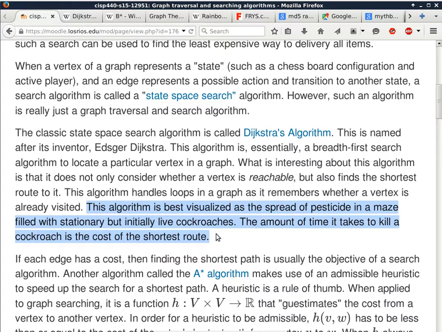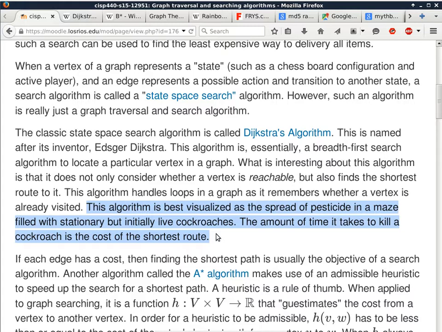Nobody seemed to be interested in cockroaches or pesticides? No? Okay. So the way you can visualize this is you can imagine it as a maze. I'll just give you a very simple one. It's a 3x3 maze, a square maze, and you can imagine that you have a whole bunch of cockroaches here. Each cell has one cockroach.